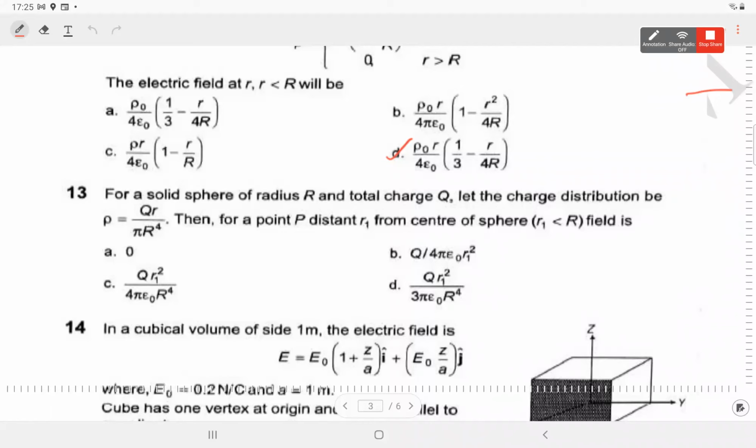In this case, it is the same as the previous question. Density is a function of r. So density is changing. Accordingly, we'll integrate for charge. Question number 13 is in homework. 14 onwards, we will do in next class.